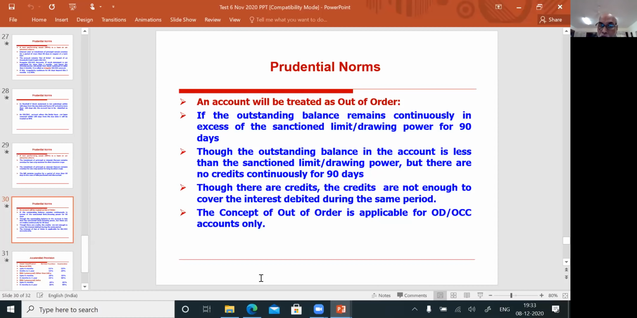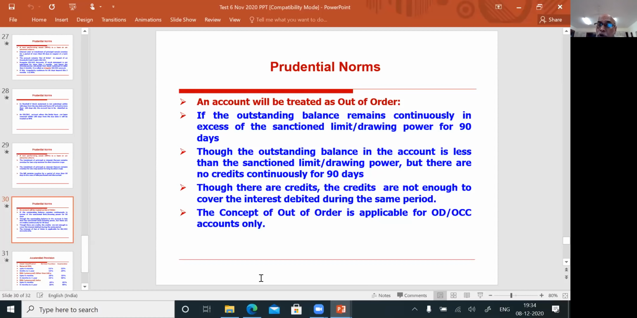Point number 3. What is the first point? Liability continues to be more than the limit or drawing power, whichever is less, continuously for 90 days: out of order, NPA. Second case, liability is not more than the limit or drawing power, but there are no credits in the account continuously for 90 days: out of order, NPA.